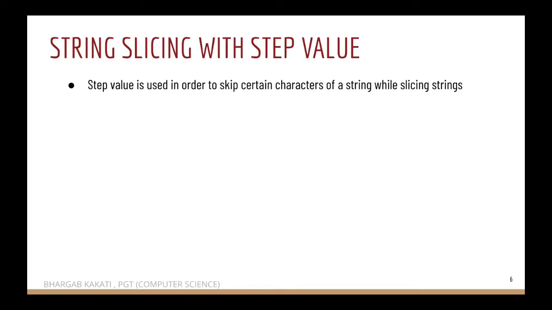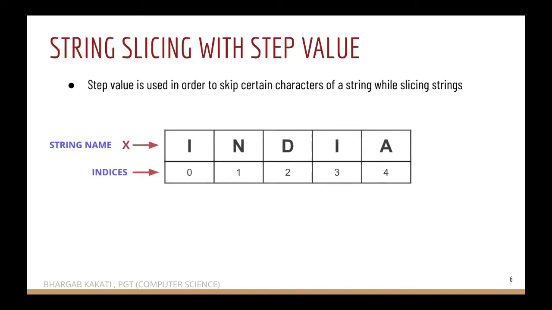Sometimes we may not require the consecutive characters of a string. We might want to skip certain characters in between. If I want to do that, then I need to use the concept of step value. So, what is step value used for? Step value is used in order to skip certain characters of a string while slicing strings. Let's try to understand with an example.